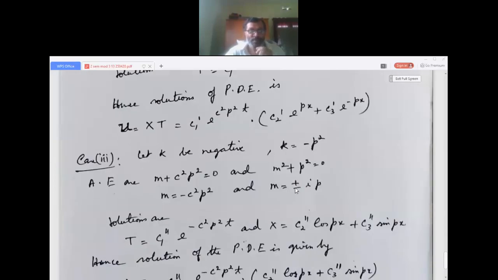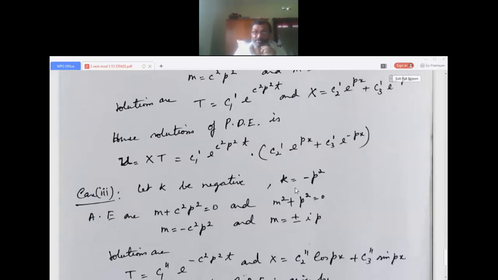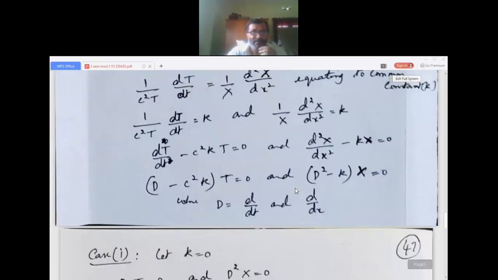Okay. Now case 3. Case 3 means when k is negative. K is negative means k equals minus p squared. So when k equals minus p squared, what happens? You come back here. When k equals minus p squared, it will be D plus c squared p squared, and here it will be D squared plus p squared.